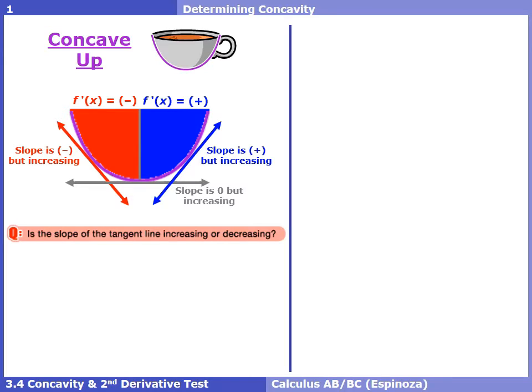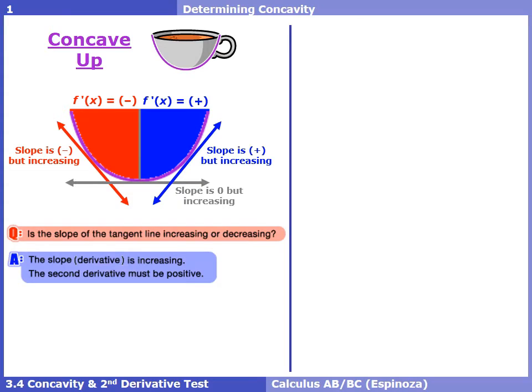So we know that our derivative is starting off negative, it's coming to a zero slope, and then the derivative becomes positive. So if we look at this overall picture, we can observe that the slopes, or the derivative, is increasing. So what does that mean? Well, this might not be intuitive to you right now, but what that means concerning the second derivative is that the second derivative must be positive.